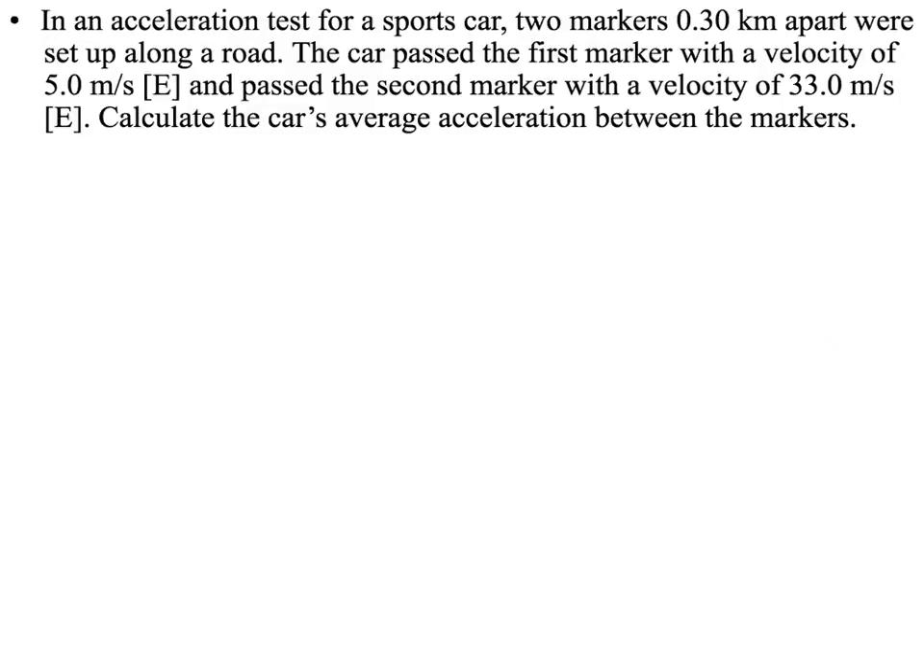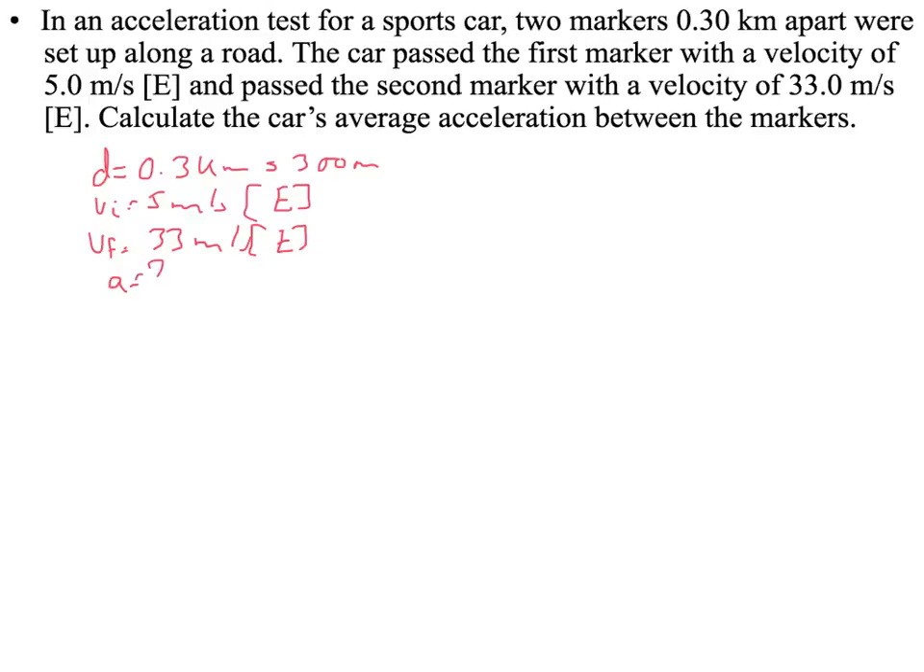In an acceleration test for a sports car, two markers 0.3 kilometers apart, so distance equals 0.3 kilometers, which is going to equal 300 meters, are set up along a road. The car passed the first marker with velocity of 5 meters per second, so we say VI equals 5 meters per second east, and passes the second marker with a velocity of 33 meters per second east. So VF is 33 meters per second east. Calculate the car's acceleration between the two markers. So A equals question mark.